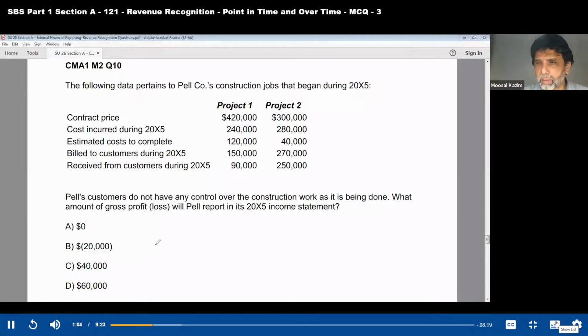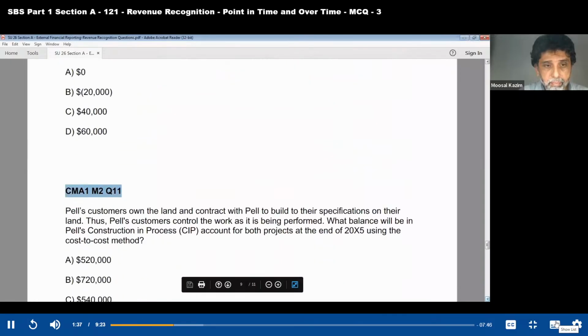In fact, we can even do it without working out, because profit is never recognized in point in time projects, right? Only loss is recognized. So the only answer with the loss is this. So we could have done it without even working out. But you will do that when you're in a hurry. Otherwise, you can work it out and arrive at 20,000. Now, a question related to this data is the next question.